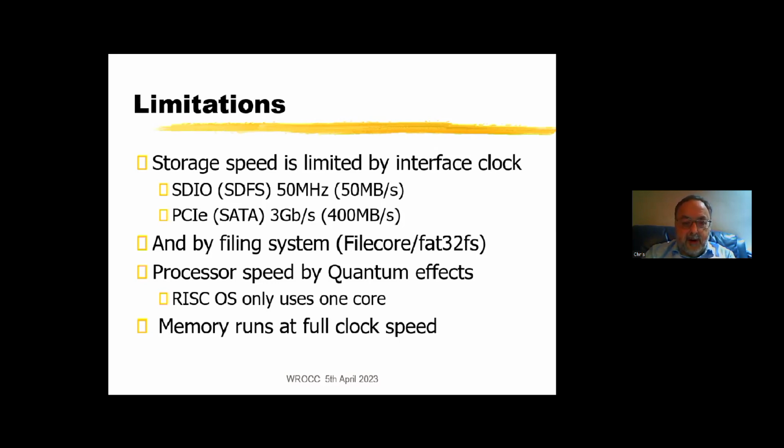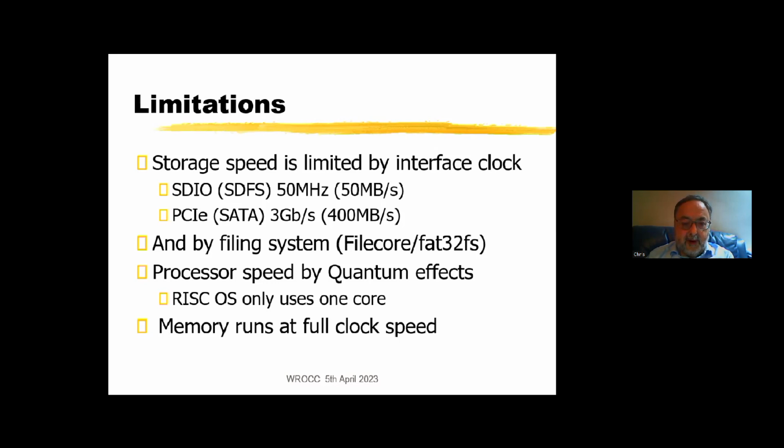The processor speed in recent times, clock speed isn't the way that processors are being speeded up anymore. Probably for the last 10 years, multi-core has been the way, because there is a limit to how much speed you can use as raw clock speed, because the electrons fall off the edge of the circuit board tracks and tear holes in the circuit board tracks as you go faster and faster. And RISC OS only uses one core, so some of those improvements aren't feeding through to RISC OS. But the memory does run at full clock speed.